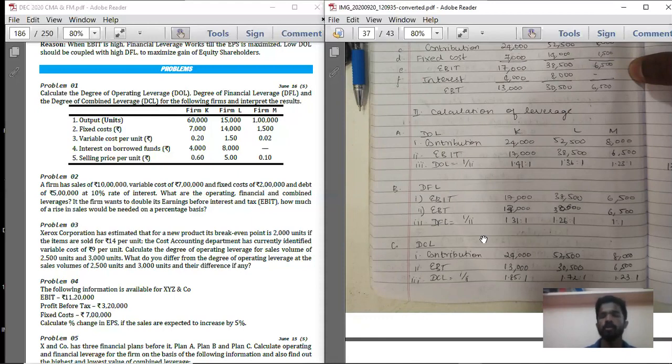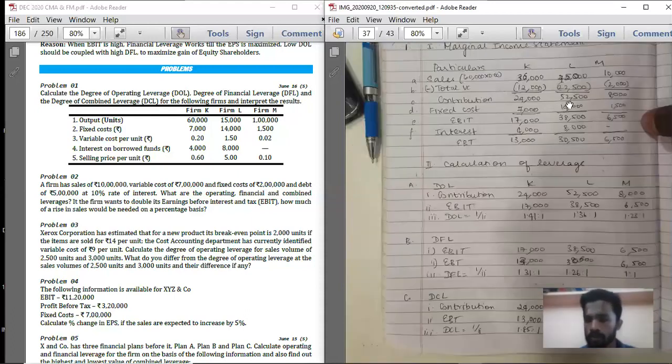Below the DOL, small Roman number 1, contribution. What is the contribution for all three firms? Copy it: for K 24,000, L 52,500 and for M 8,000. That is contribution. Below that, small Roman number 2.